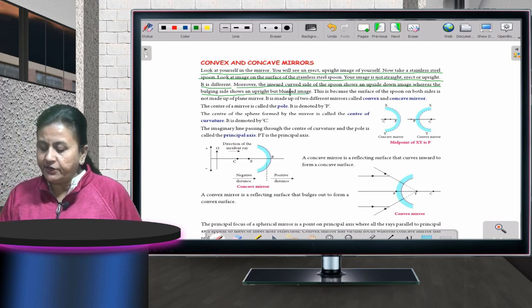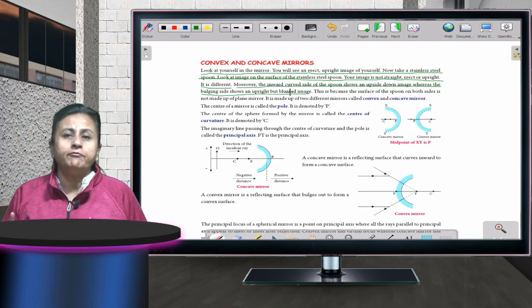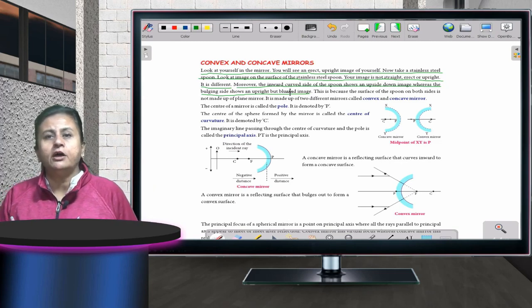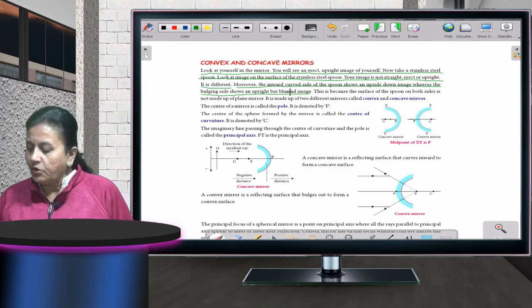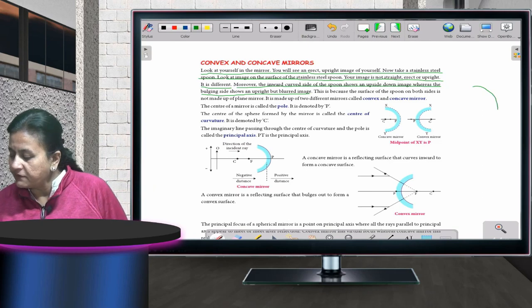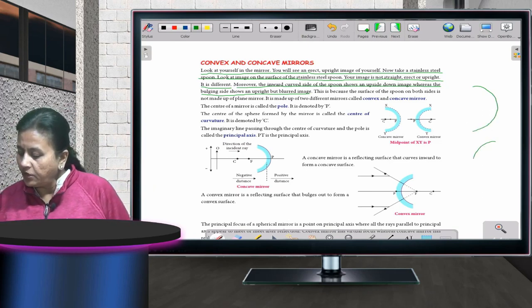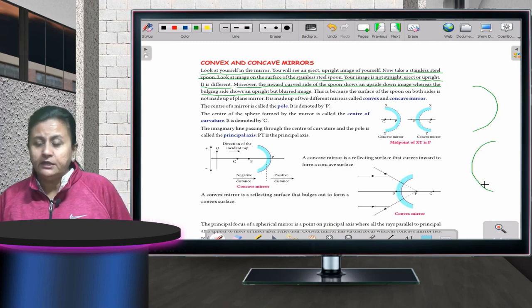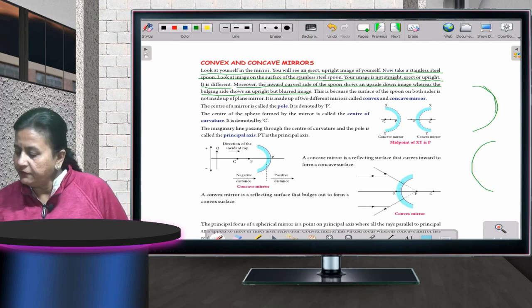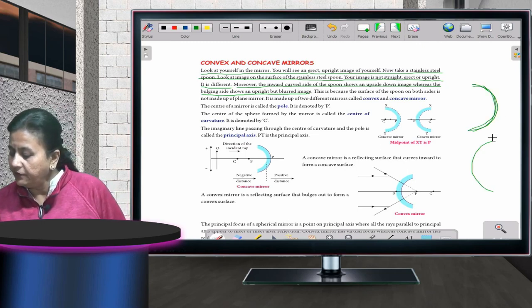Fine children, just now I told you about two types of mirrors: plain mirrors, which we are using at home. Now the second one is concave. Concave is when the mirror surface curves inward, like this, and convex is this one. In a concave mirror the image formed would be inside, and in a convex mirror it would be outside.